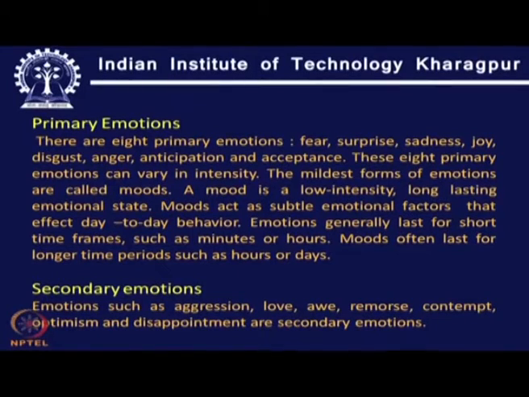Secondary emotions are emotions such as aggression, love, awe, remorse, contempt, optimism, and disappointment. These are called secondary emotions because they are generated from the combination of 2 or more primary emotions.